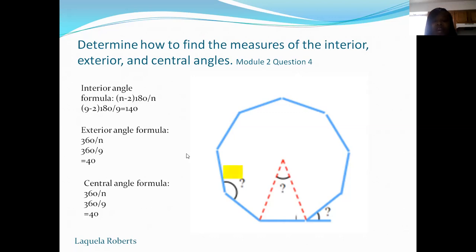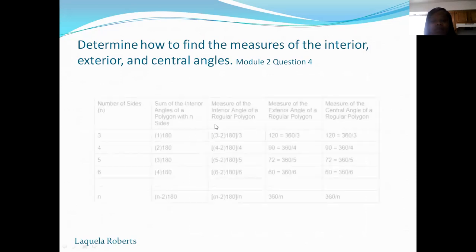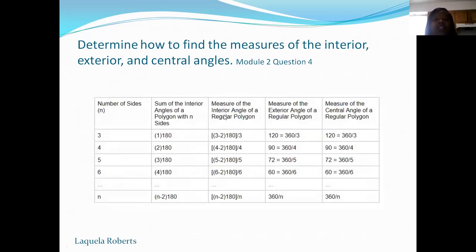So as we see here, our interior angle, which is here, will be 140. Our central angle will be 40. And our exterior will be 40 as well. And here's a chart to show you guys the different types of formulas and things that you can use to determine our polygon.